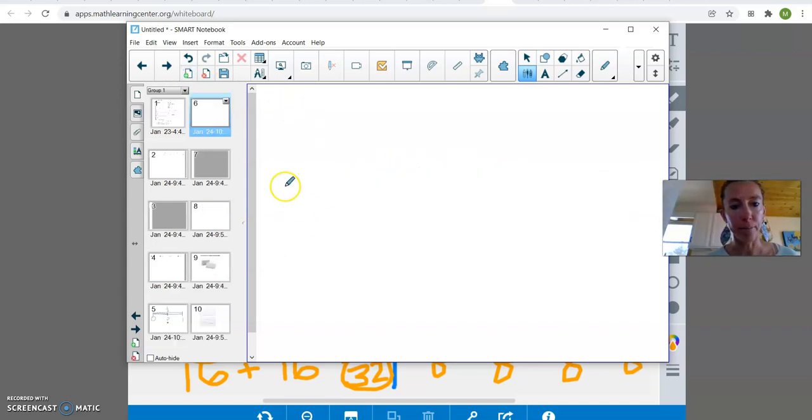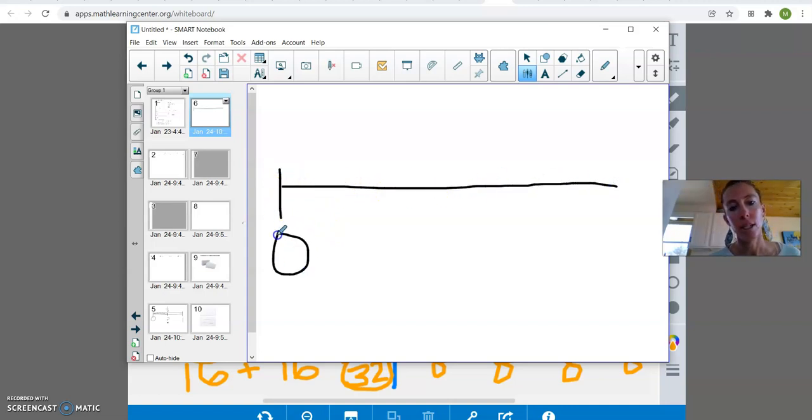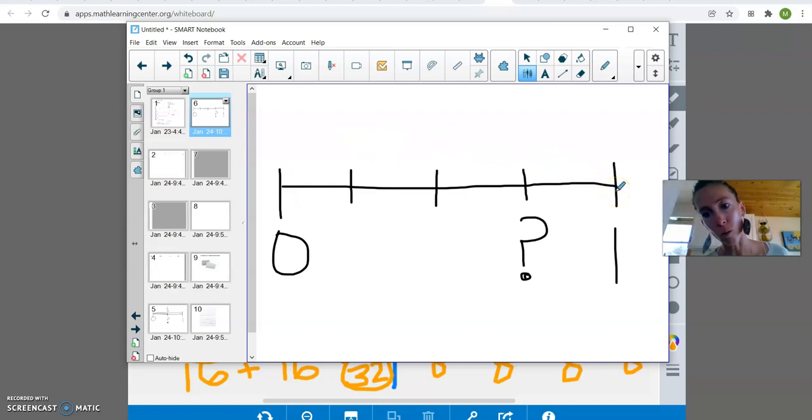Okay, let's try another one. From 0 to 1. What if I go here? What if I split it here? And then I split it here and here. And I ask you, what is this? How far is this from 0? Because it's not 1 away. It's not all the way to 1.